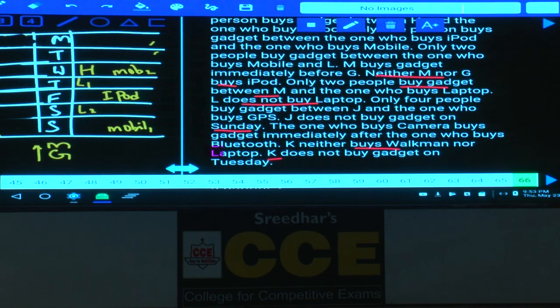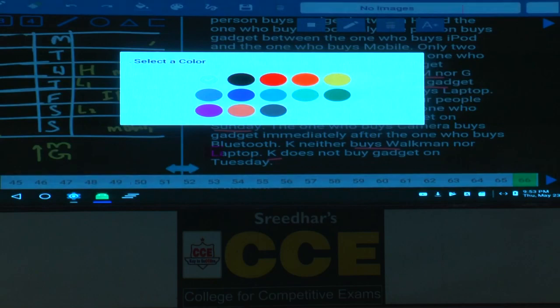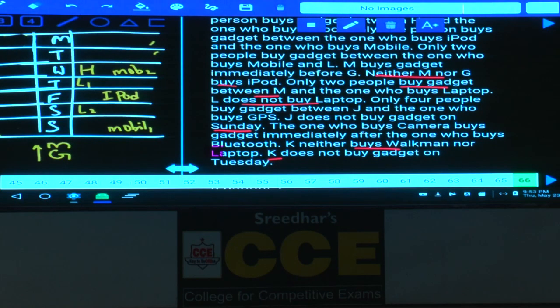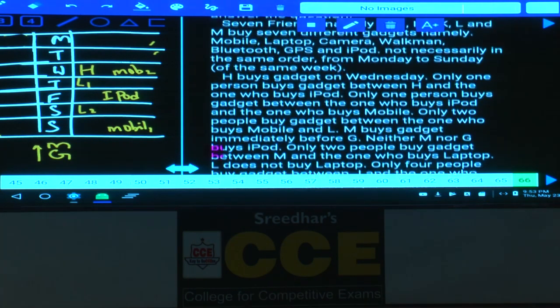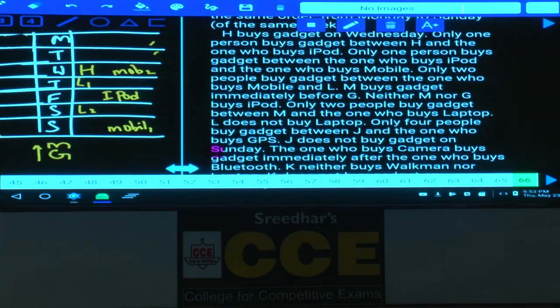As again from condition number 1 onwards, if you observe here, now tell me what is the information given here. H buys gadget on Wednesday, only one person buys a gadget between H and the person who buys iPod. H and iPod, there must be exactly one person here. Next one, between iPod and the one who buys mobile, there must be exactly one person. One person between iPod and mobile.